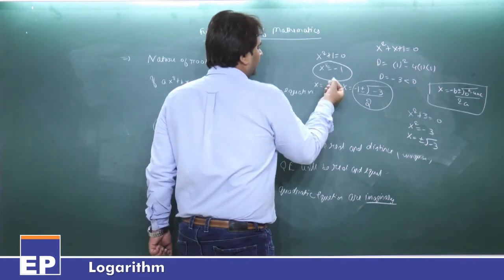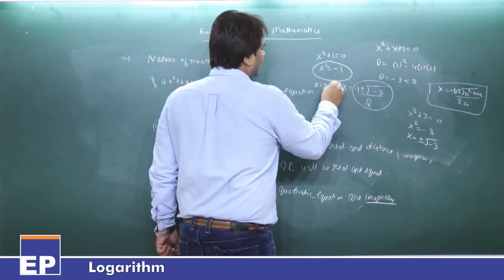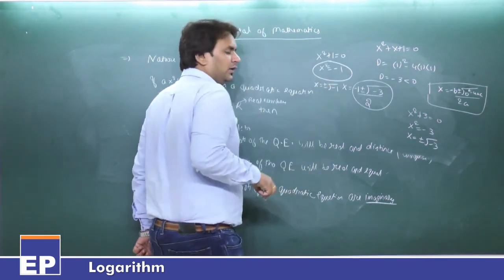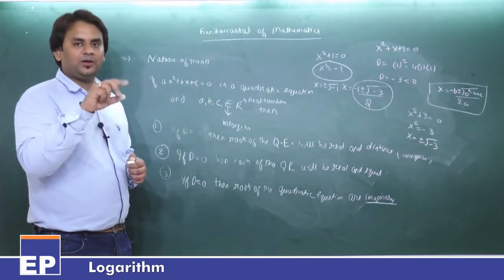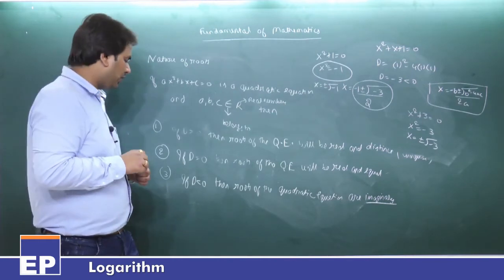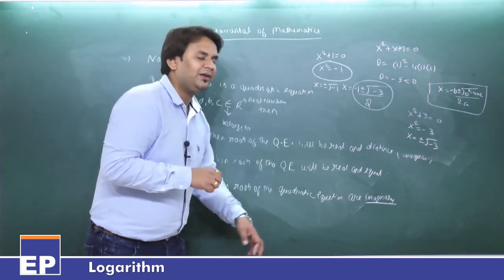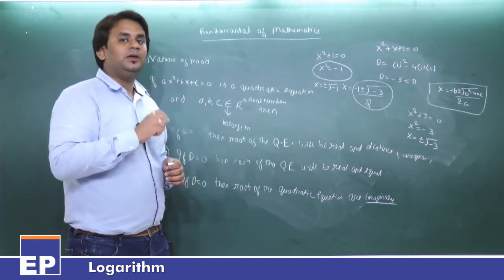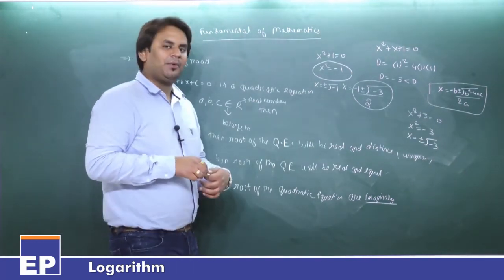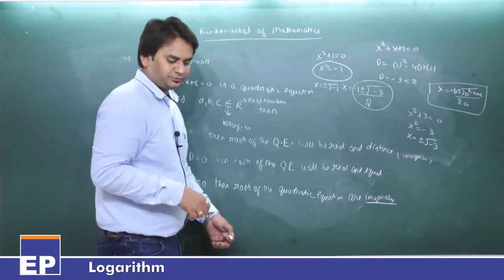So x will become plus minus under root of minus 1, that means a negative sign is coming out inside the under root. That is the big problem. Then the roots of the quadratic equation are imaginary. That's what I am talking about. If a negative sign comes out in under root, then it will be an imaginary root. Note it down.